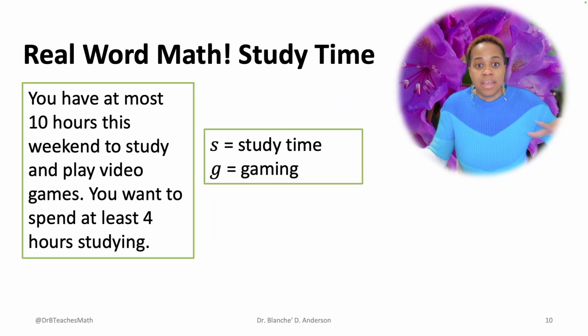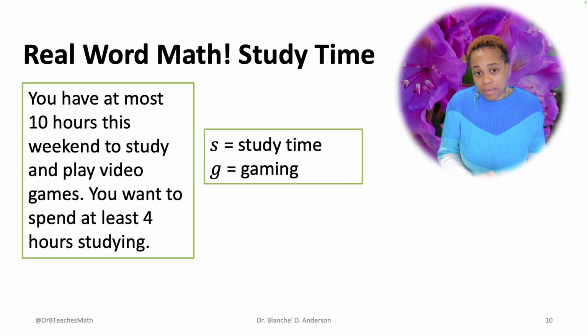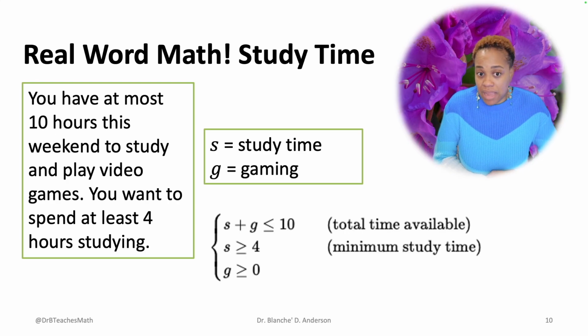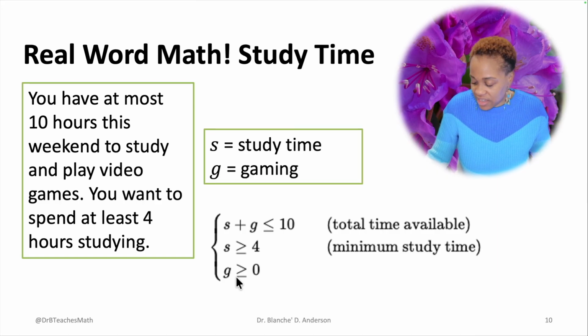Look at this one. If I let S equal my study time and G equal the hours I'm going to game, this is what it might look like. The total available, I only have 10 hours this weekend. I have to study for at least 4 hours, but I also want to play games. So who's not going to play games, right? You're going to play some games. So that's what that looks like.